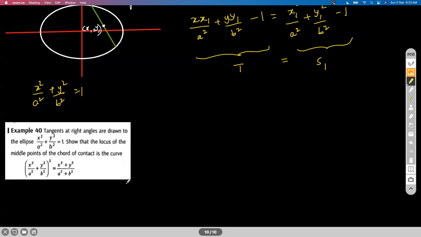Next class, when we meet, we are going to talk about equation of the diameter and something related to conjugate diameter. I think that's the only concept which is left off. Conjugate diameter is also important. A lot of questions in JEE Advanced have come on that. So we'll talk about that. And then we can close this chapter and move on to hyperbola.